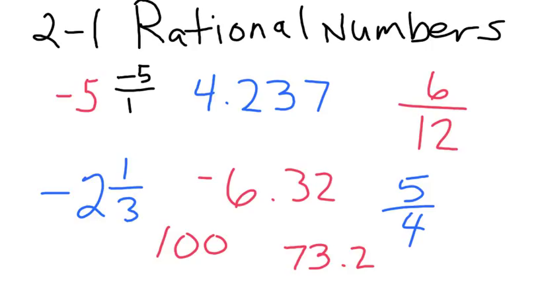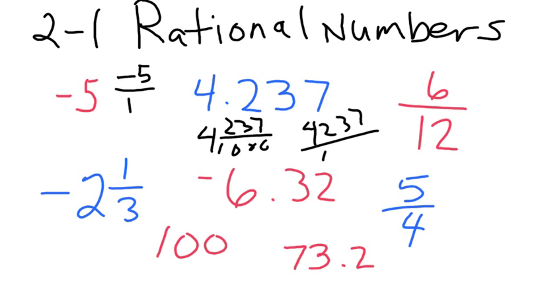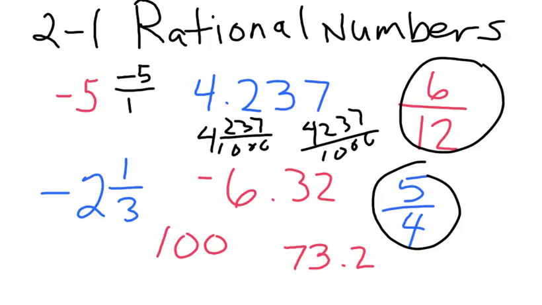4.237, you could write it as 4 and 237/1000ths. You could change that by going 1,000 times 4 is 4,000, so that's 4,237/1,000. All of these numbers can be written as fractions. This one's already a fraction. This one's already a fraction. Everything on this page can be written as a fraction. That's what makes it a rational number.